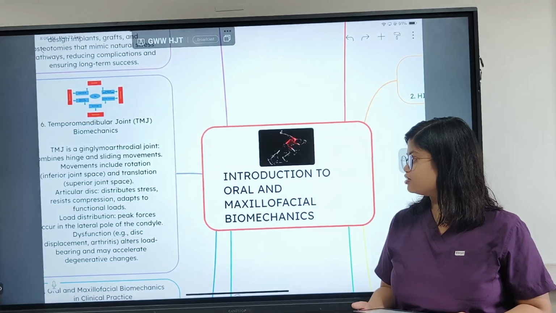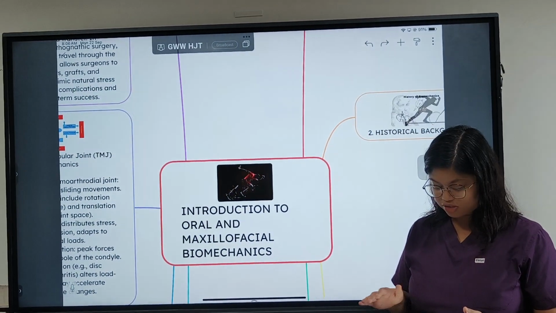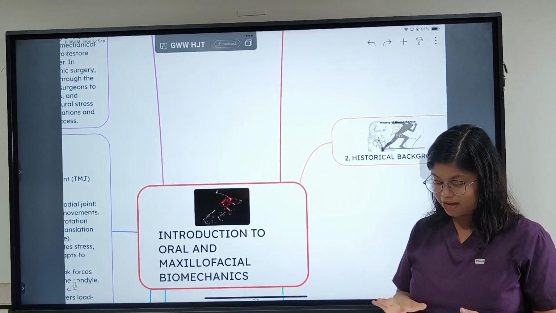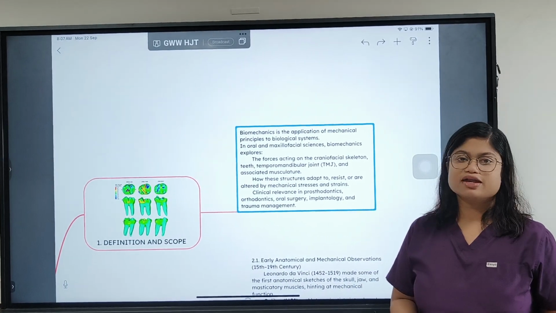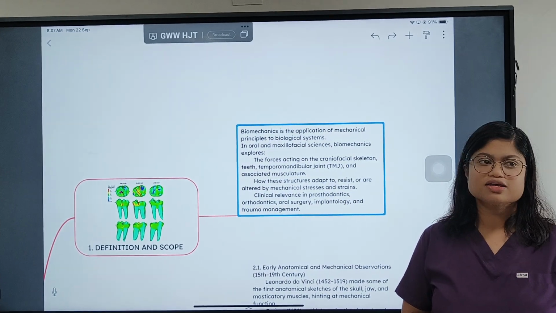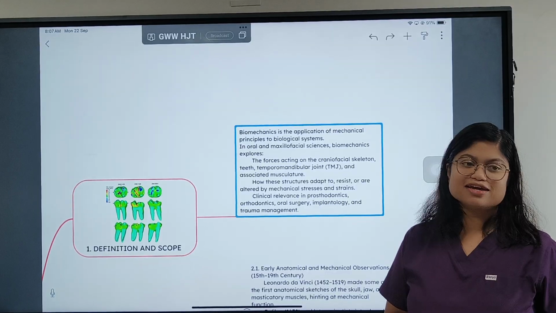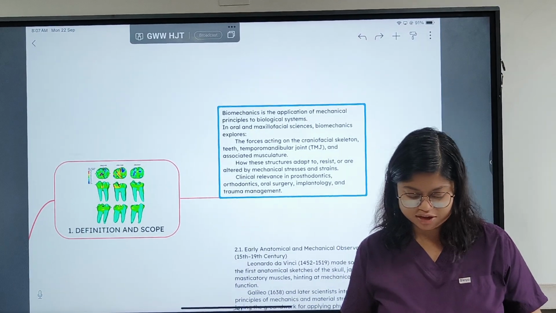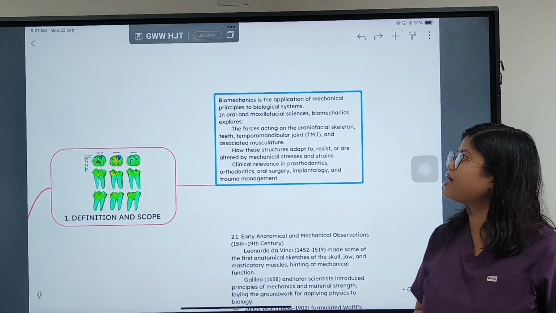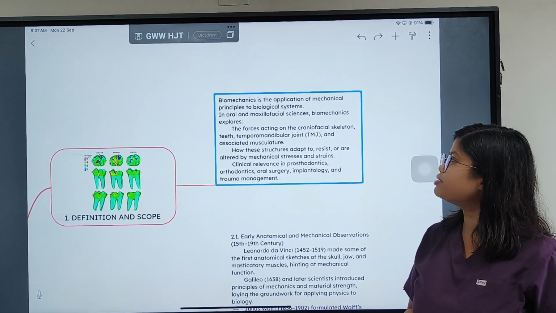Today I will be presenting my topic on the introduction to oral and maxillofacial biomechanics: how biomechanics plays a role in the oral cavity and how the forces act on the various oral and maxillofacial structures. So, coming to the basics, we already know that biomechanics is the application of mechanical forces to biological systems. Specifically, we will be dealing with the oral and maxillofacial complex in this seminar.